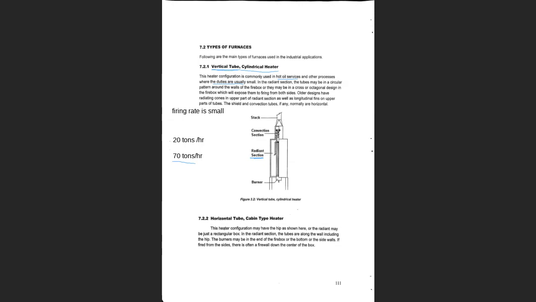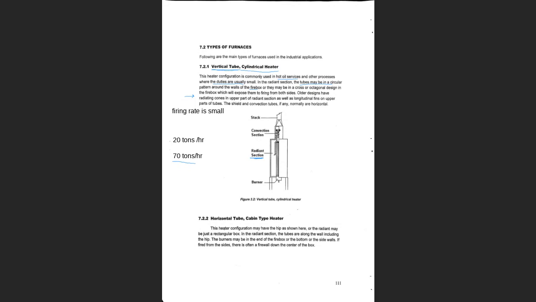So the book talks about the configuration here. The tubes may be in a circular pattern around the walls of the firebox, or they may be in a cross or octagonal design in the firebox, which will expose them to firing from both sides. Older designs have radiating cones in the upper parts. What the book is trying to focus on is how the tubes are arranged inside the firebox or the radiant section. The words firebox and radiant section are the same.